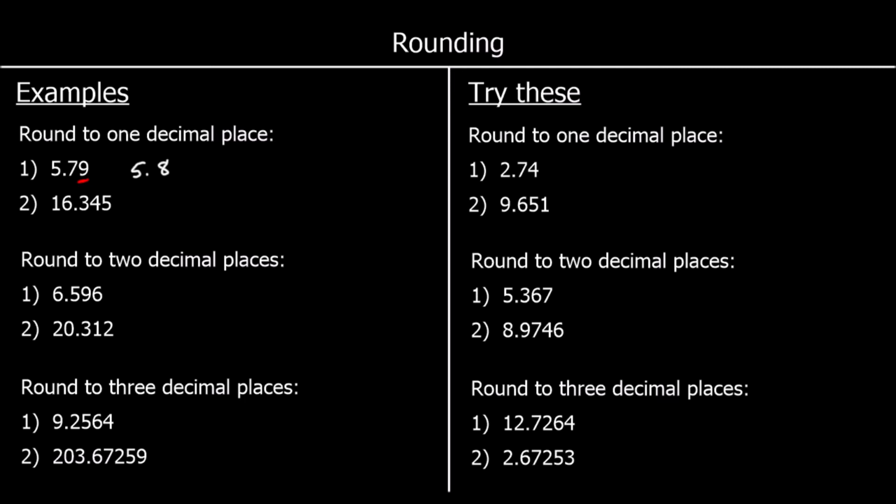16.345. We want 1 number after the decimal point. We look at the next number and say, is it 5 or above? In this case, it is not. So we're going to leave it as it is. It's going to be 16.3.